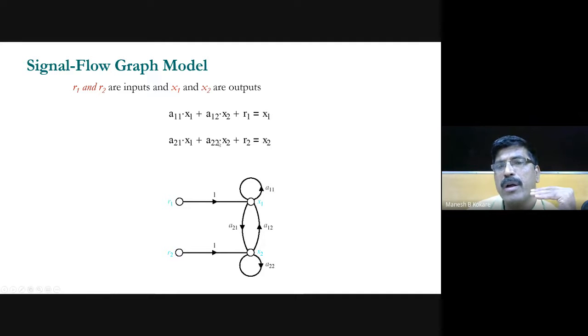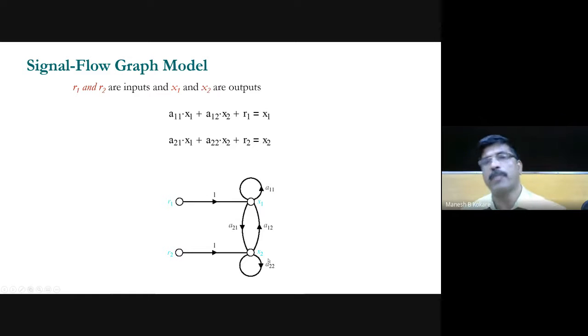Another is coming from X2, so for X2 there is a self loop. So A22 originates from X2 and terminates at X2. That's why it is called the self loop, right? Then the third one is coming from X1, and the gain of that one is A21. So this third signal is coming from X1, and its gain is A21.